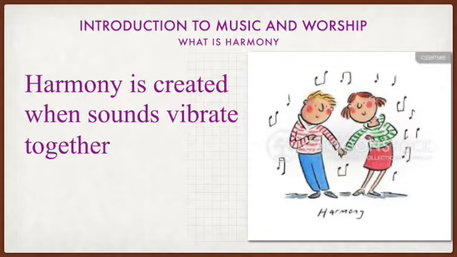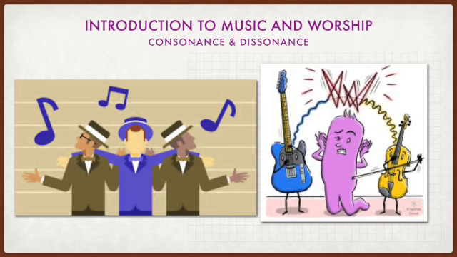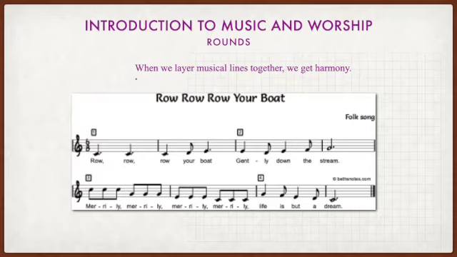These sounds or harmonies fall into two categories: consonance and dissonance. We generally associate consonance with pleasing or good sounds and dissonance with clashing or bad sounds. Dissonance creates tension and consonance creates stability or pleasing sounds. So those are the two colors of harmony, consonant and dissonant.